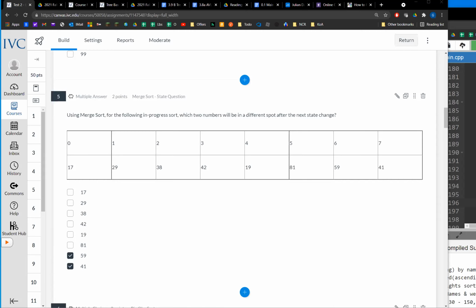So our merge sort. All right, so we divided the array in half. And we divided the array in half. And then we divided the array into these 2.